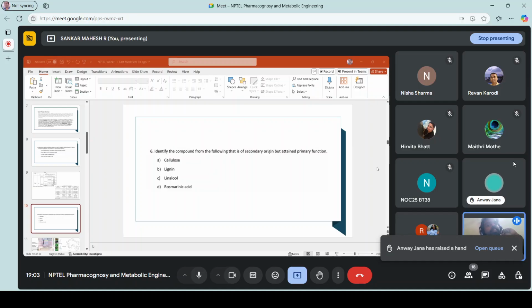Where is lignin present? Cell wall. Right, right. You can answer it confidently. And what about cellulose? Cellulose is also present in the cell wall. What is cellulose?